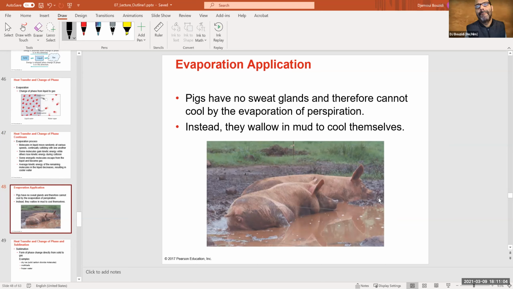Some animals have no sweat glands and therefore cannot cool by evaporation and perspiration. Instead, they wallow in mud to cool themselves. So you put some mud and water around you, and that water will evaporate ultimately because of the heat outside, and takes with it the energy that is in contact with your body. So that's another way of cooling down. That's why if it's too hot, just jump in the swimming pool and come out and it's going to feel better.